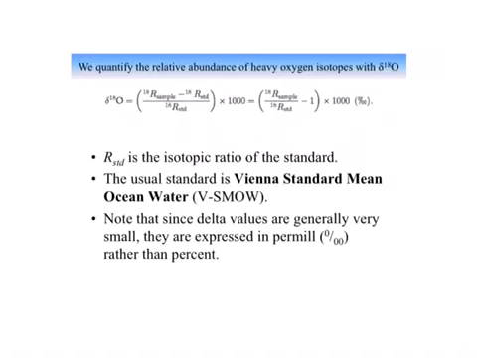Now, the standard that is used for oxygen isotopes is known as Vienna Standard Mean Ocean Water. It's basically the isotopic composition of ocean water today. And it is quantified in a really rigorous and reproducible way.